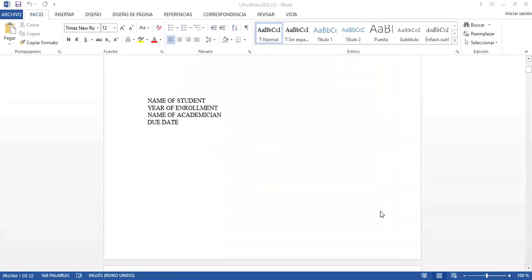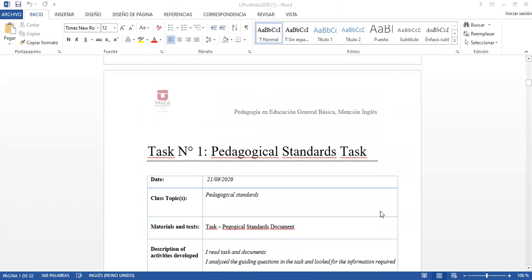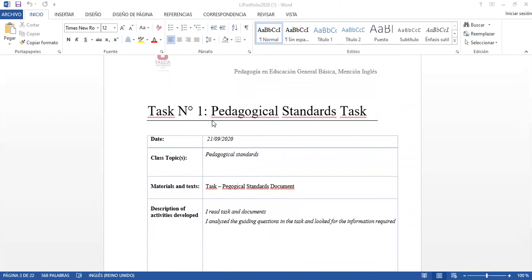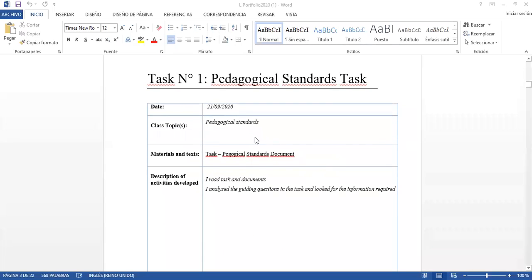the documents on Educandos, you will find the portfolio document 2020. That is this one. We worked with this last Thursday. And so what you have here is a portfolio introduction. And then here is the example of the first task. You see? Task 1, pedagogical standards, task, and you write the data.